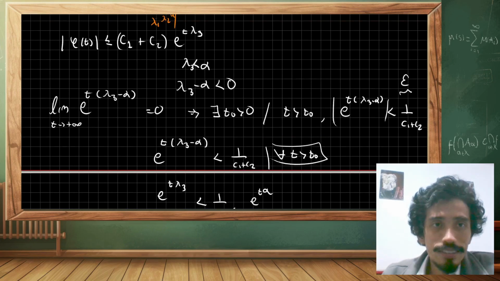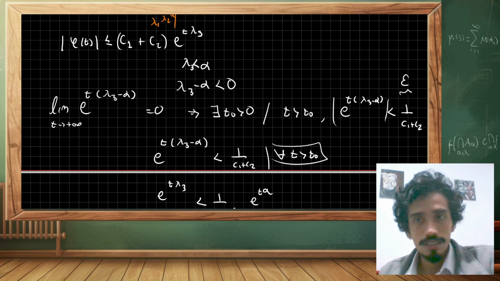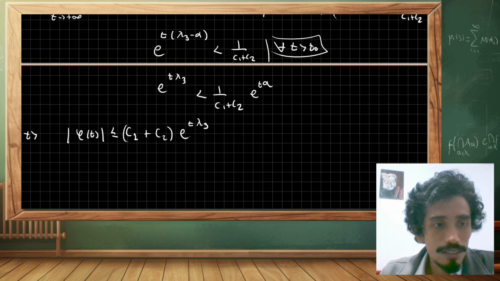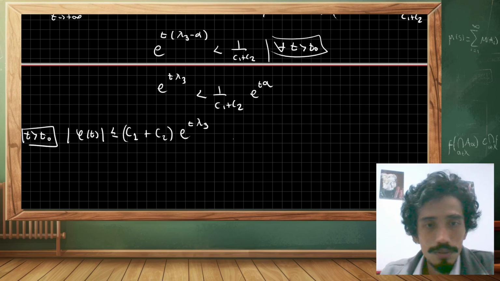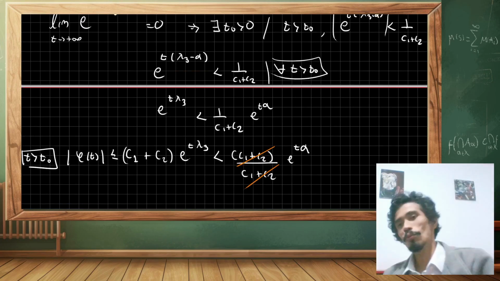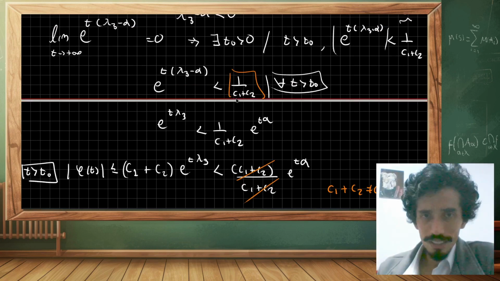So we replace this in this expression. Let me copy it quickly here. And so now we are working with t strictly greater than t sub 0. So this is strictly less than, and we copy it here. So this cancels. And why should we write it like this? We are assuming that C1 plus C2 is different than 0, right? Otherwise this wouldn't make any sense.